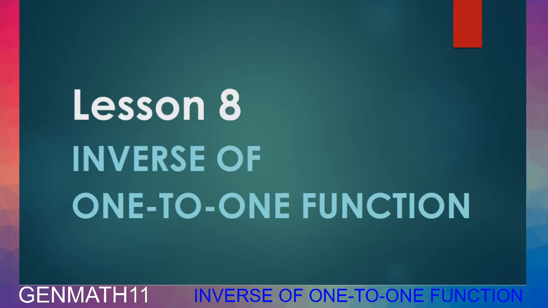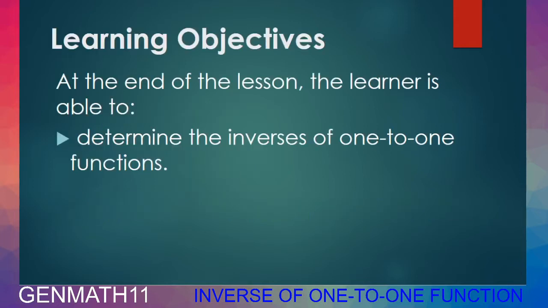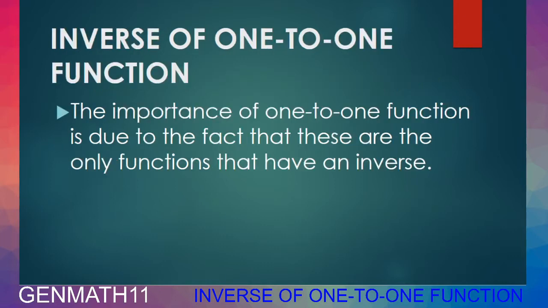Ang pag-aaralan natin ngayong araw ay Lesson 8, Inverse of One-to-One Function. So ano ba yung learning objectives ng ating lesson? The learning objectives of this lesson, the learner is able to determine the inverses of one-to-one function. Kung pinag-aralan natin nung nakaraan yung one-to-one function, pag-aaralan naman ngayon natin yung inverse ng one-to-one function. So ano ba yung inverse of one-to-one function? The importance of one-to-one function is due to the fact that these are the only functions that have an inverse. So si one-to-one function lang yung function na may inverse.